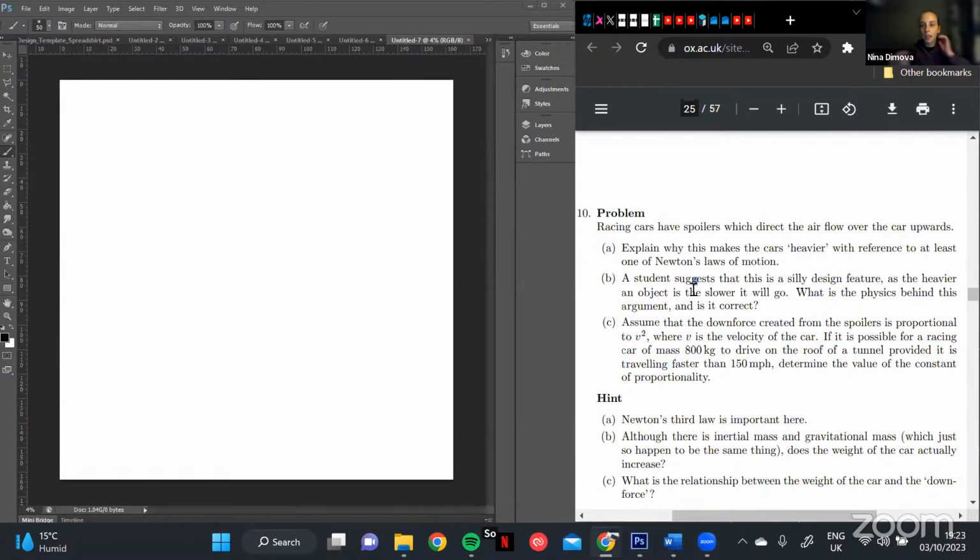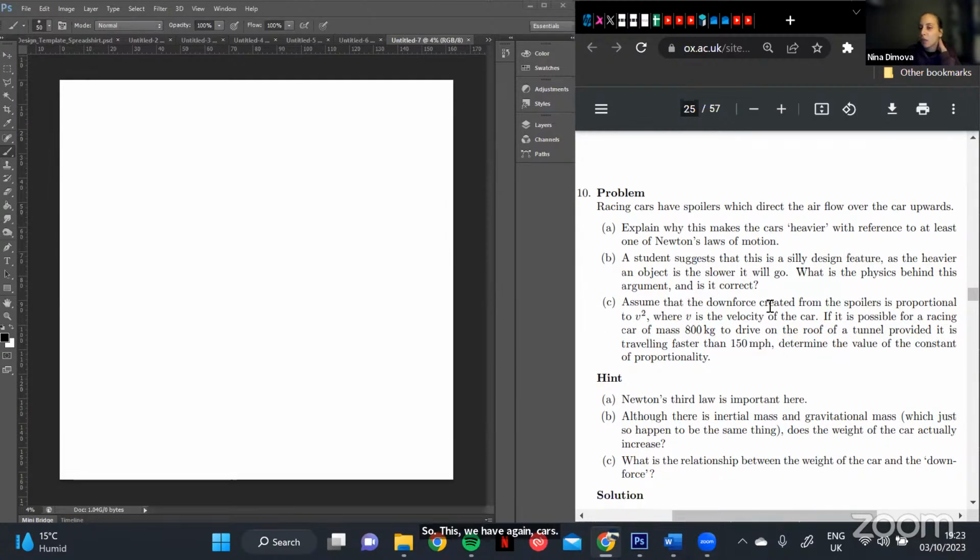So in this problem, we have, again, cars, and they introduce us to the idea of spoilers, which direct airflow over the car upwards. So this is the key part, that the air is directed upwards. This is the problem I should be doing, right? Yeah, I think this is the next one. So in part A, they ask, explain why this makes the cars heavier with reference to at least one of Newton's laws of motion, which is already a very good hint.